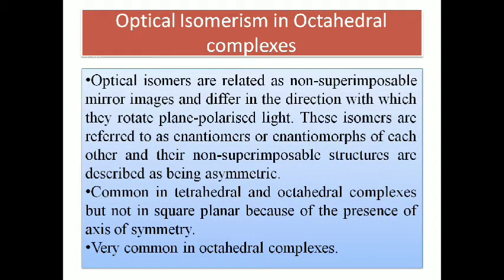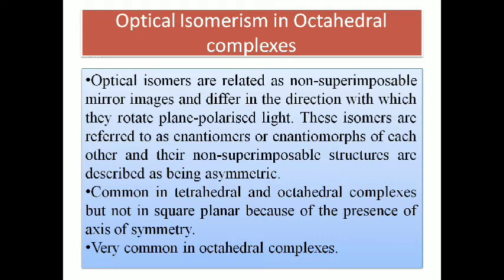This is the last topic of Werner's theory of isomerism. In the last lecture, we saw the geometrical isomerism in octahedral complexes. Today, we will see the optical isomerism in octahedral complexes. Generally, optical isomers are related as non-superimposable mirror images and differ in the direction in which they rotate the plane polarized light.